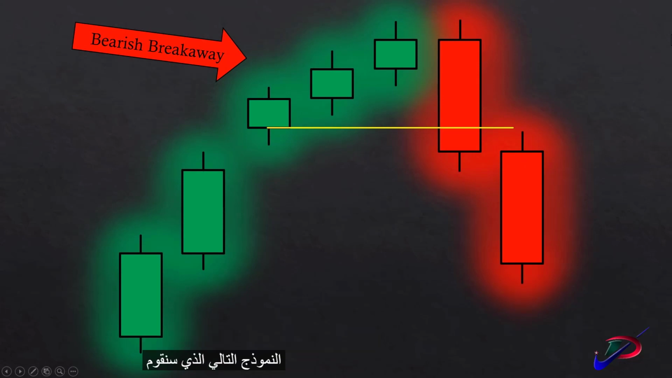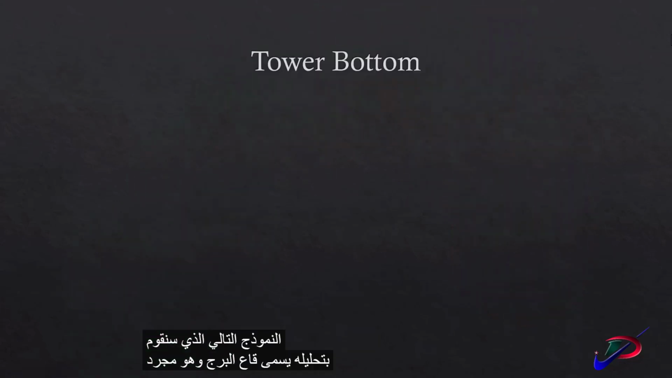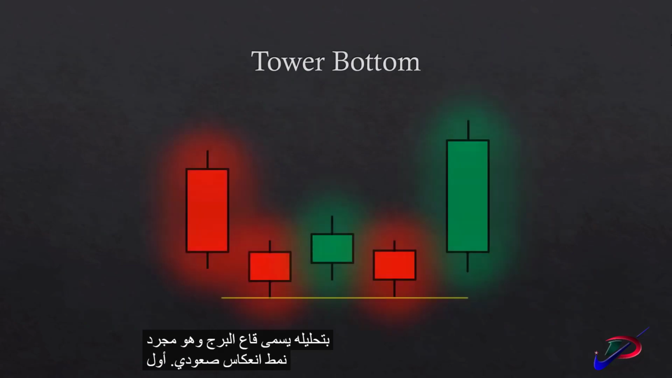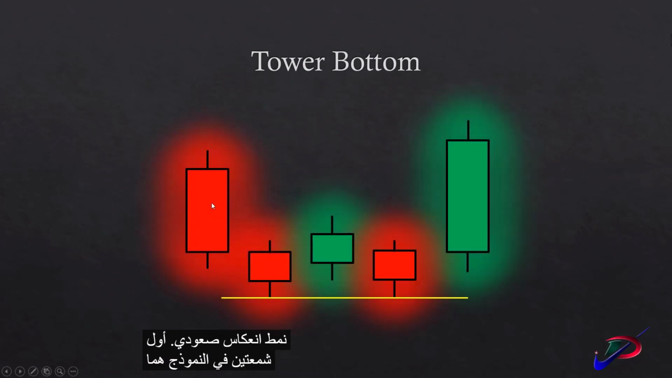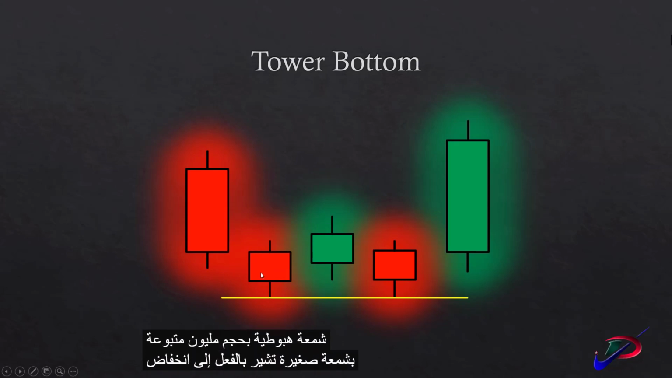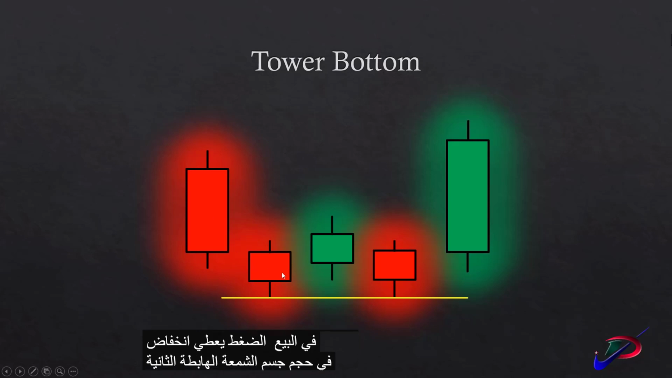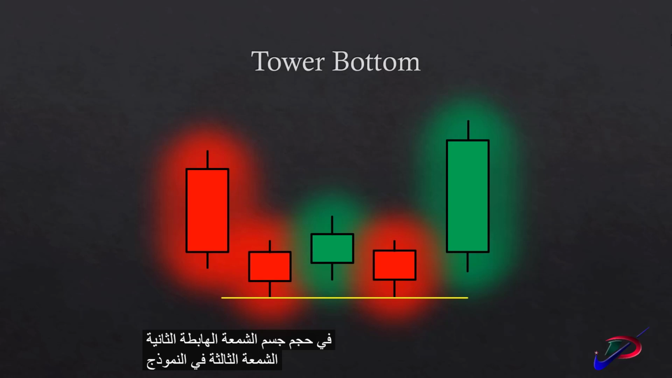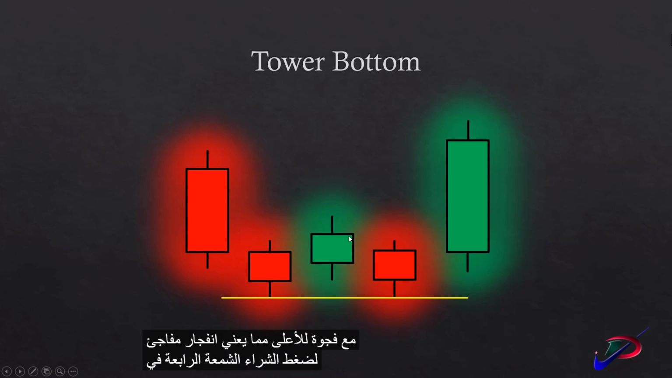The next pattern we are going to analyze is called tower bottom, which is a bullish reversal pattern. The first 2 candles in the pattern are bearish, 1 medium-sized candle followed by a small candle. That already denotes a decrease in selling pressure given the decrease in the body size of the second bearish candle. The third candle in the pattern is a small bullish candle that opens with a gap up. That means a sudden burst of buying pressure.